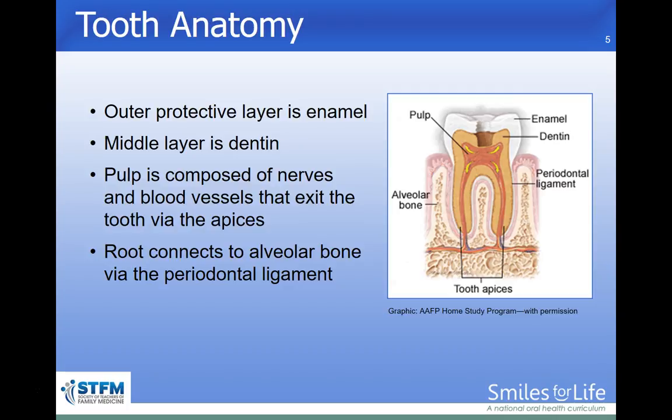Starting with the anatomy of the tooth. The outer protective layer is called the enamel, and it's extremely hard. The middle layer is called dentin. The pulp is composed of nerves and blood vessels that exit the tooth via the apices, and then the root connects to the alveolar bone via the periodontal ligament.